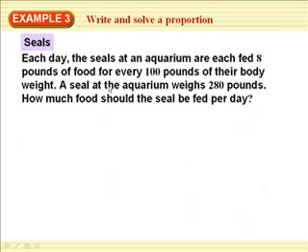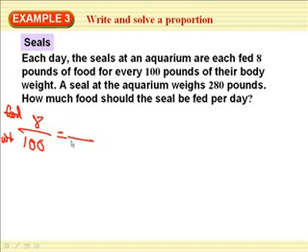Alright, let's set up a proportion from a story problem. Each day, the seals at an aquarium are each fed 8 pounds of food for every 100 pounds of their body weight. So they get 8 pounds of food. Those go together, 8 for every 100 pounds. This is food. This is their weight. A seal at the aquarium weighs 280 pounds. How much food would that seal get? That's the unknown. See, I have the food, that's the part that's missing.